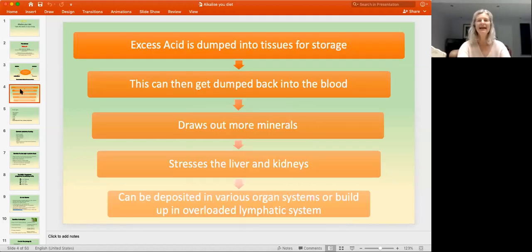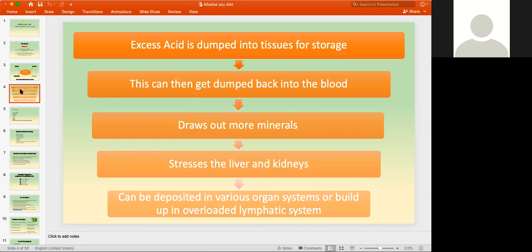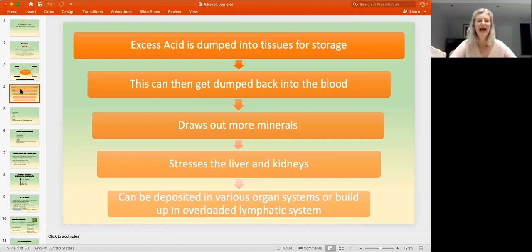Unless you have some quite rare health issues, our blood pH is generally not altered. It's what happens to these minerals that alters in the body. Then what happens is we can have excess acid, and this can be dumped into the tissues for storage, and then it gets dumped back into the blood where it draws out more minerals. So it's like a vicious circle.